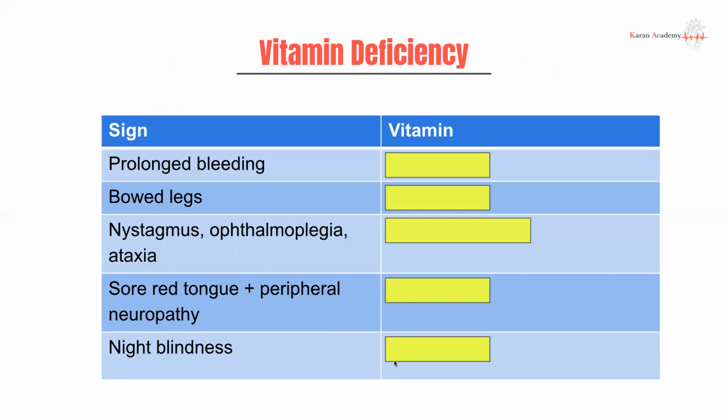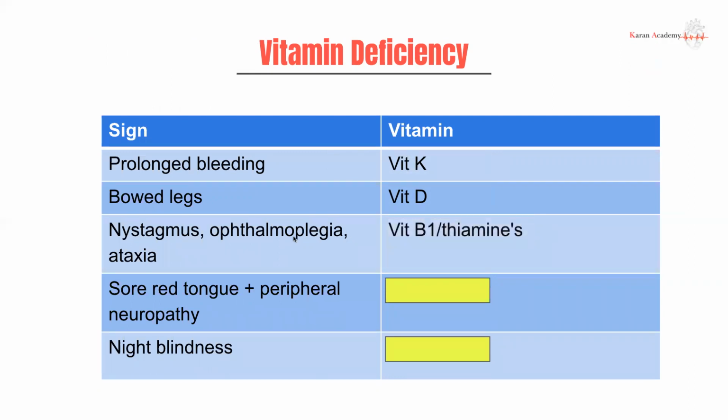Lastly, I had nowhere else to fit this really, so I've just chucked this in here because I don't really know where else to mention this. But we have vitamin deficiencies. So prolonged bleeding associated with vitamin K deficiency, bowed legs with vitamin D, and that's called rickets. Nystagmus, ophthalmoplegia, and ataxia are associated with vitamin B1 or thiamine deficiency. Then you have sore red tongue, peripheral neuropathy B12, and night blindness is associated with vitamin A.